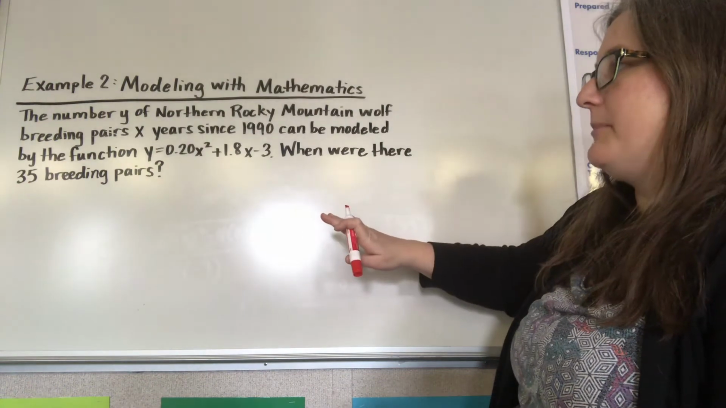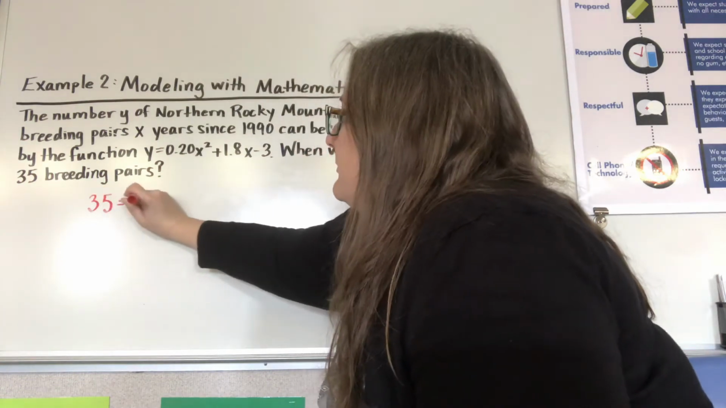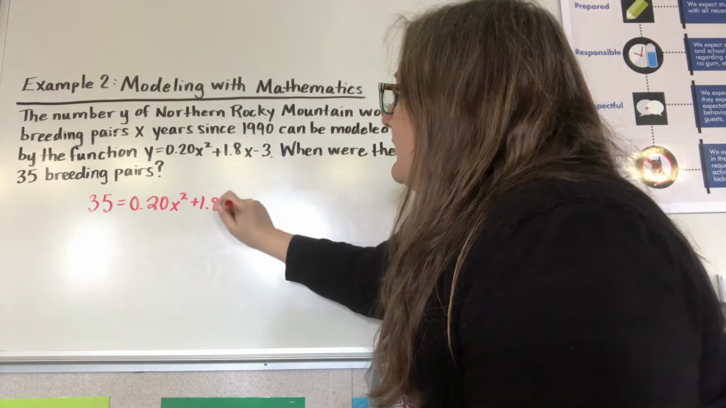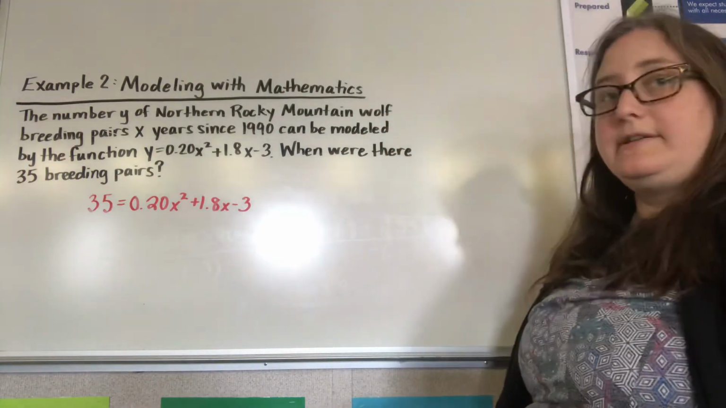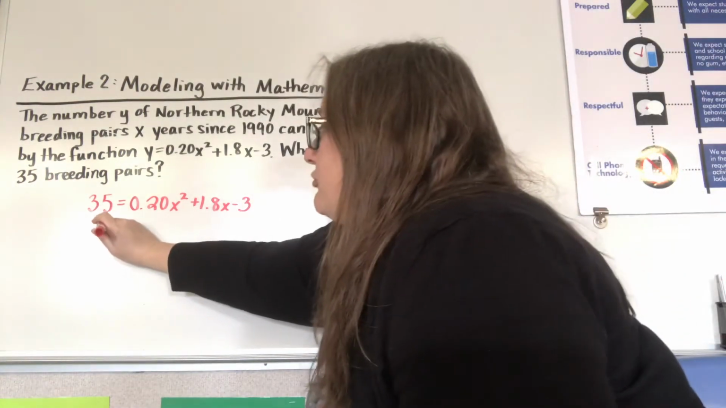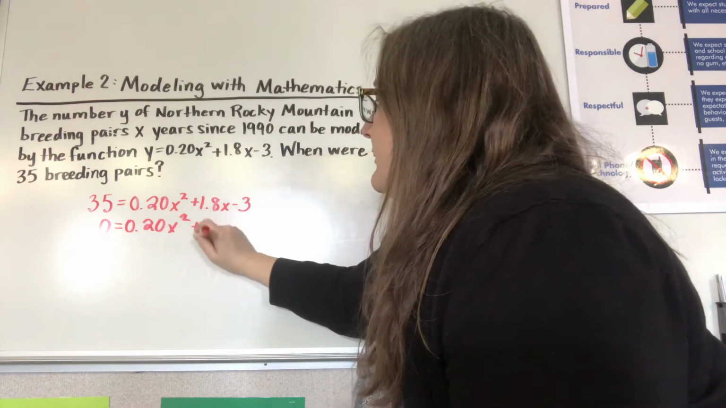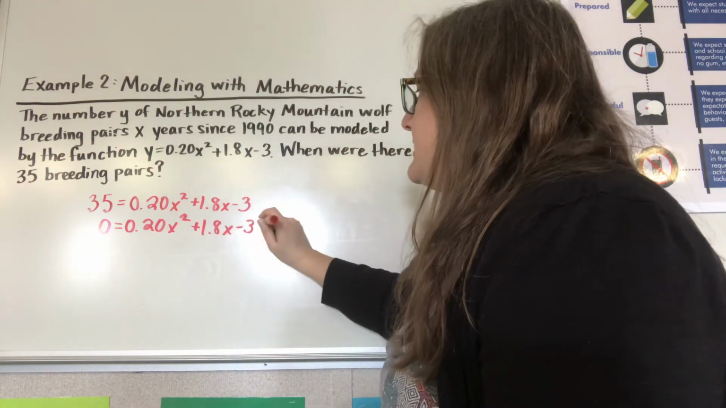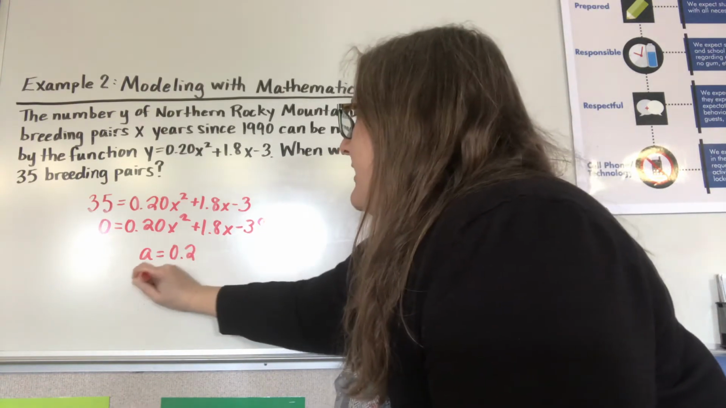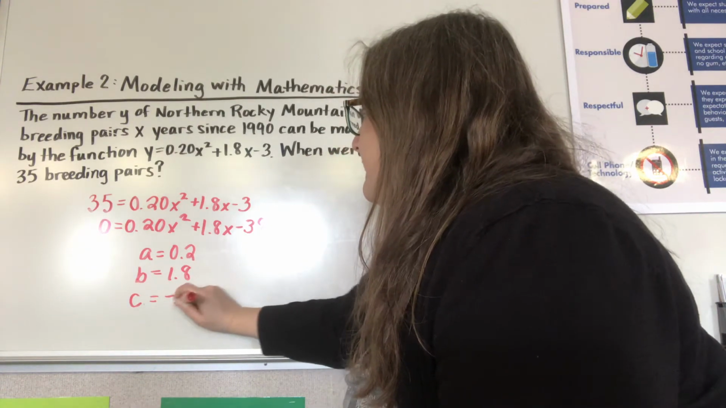Well, y stands for the number of breeding pairs, so I'm going to plug in 35 for my y value. Now, if I want to solve for my x values here, I need to get this equal to 0. So I'm going to subtract the 35 from each side, and now I'll have minus 38. So my a value here is 0.2, my b value is 1.8, and my c value is negative 38.